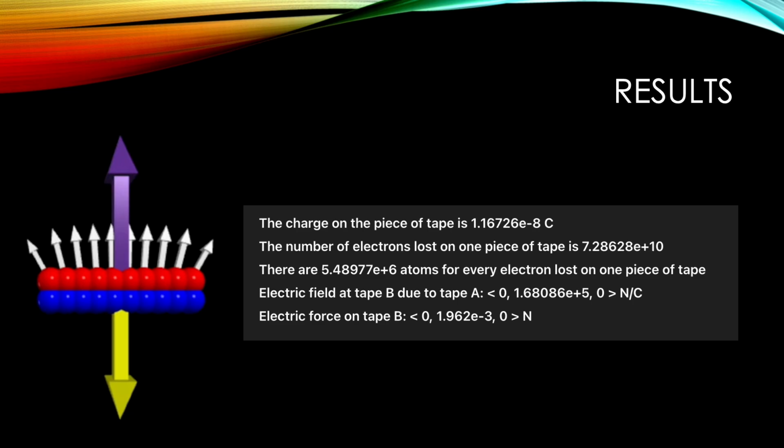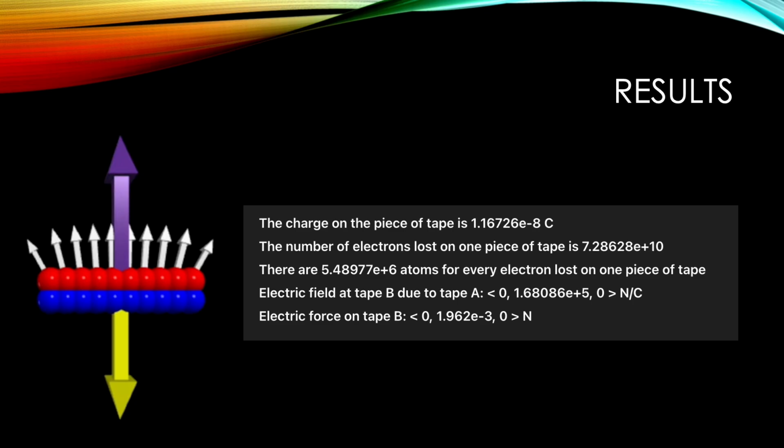Towards the far left is the diagram that was created, and towards the right, the results I obtained, which was the charge of a piece of tape is 1.16726 × 10^-8 coulombs. The number of electrons lost on one piece of tape is around 7.28628 × 10^10. There are 5.48977 × 10^6 atoms for every electron lost on one piece of tape.